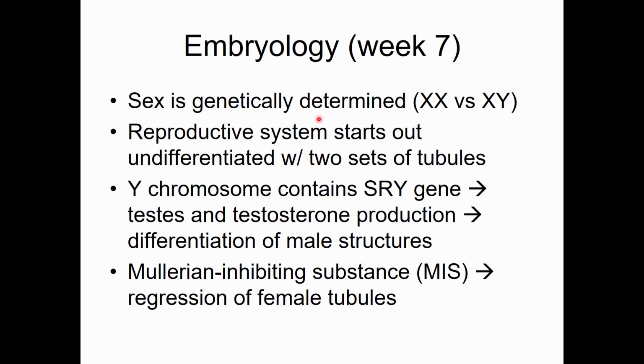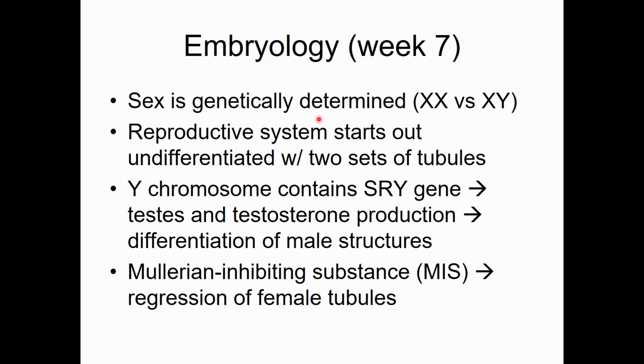Testosterone is then able to promote the differentiation of one set of those tubes into male structures, happens to be the Wolffian tubes. And then there are Mullerian tubes. Those are actually female tubes. And the expression of the SRY gene also allows the production of Mullerian inhibiting substance or Mullerian inhibiting hormone, and that causes the female tubules to go away.